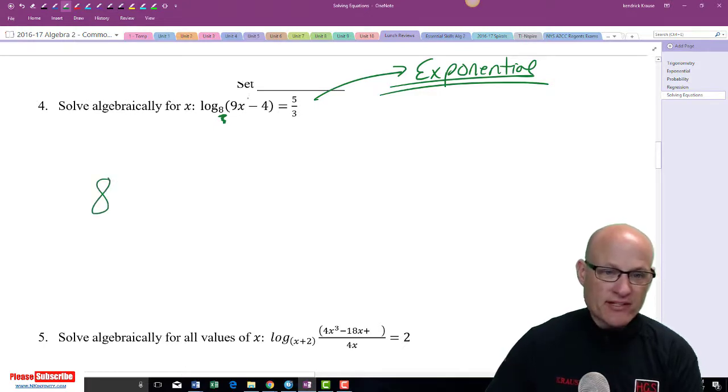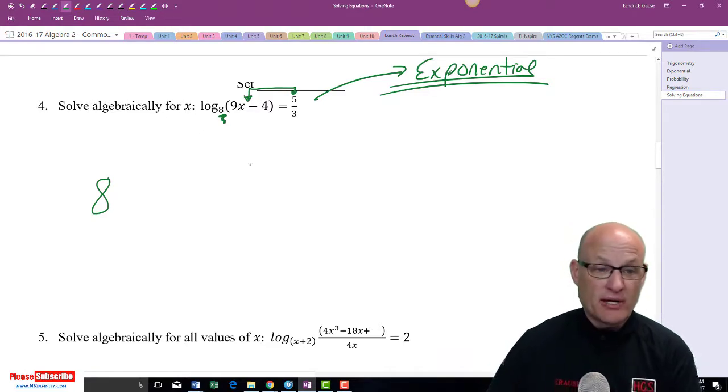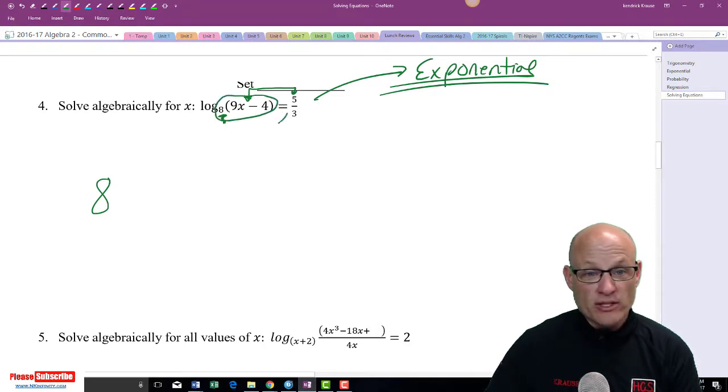Once you've done that, since logarithms are equal to exponents, you really just are going to switch these two. That's the trick. You need to remember that logarithms are really equal to the exponent. So instead of 8 with this, now 8 goes with this. So it's 8 to the 5/3 is equal to 9x minus 4.